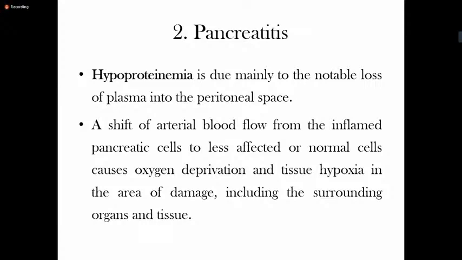There's also a shift of arterial blood flow from the inflamed pancreatic cells to less affected or normal cells, and this causes oxygen deprivation and tissue hypoxia in the areas of damage, including the surrounding areas. So pancreatitis can start as a focal infection or focal inflammation, but gradually the surrounding tissues are also involved. So acute pancreatitis can be localized, but it can also be generalized.